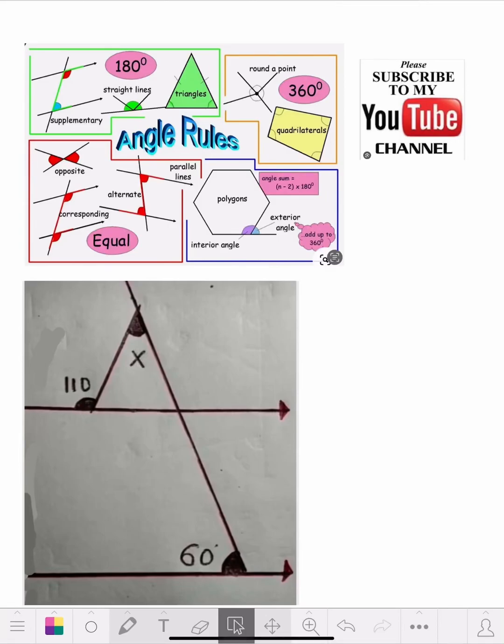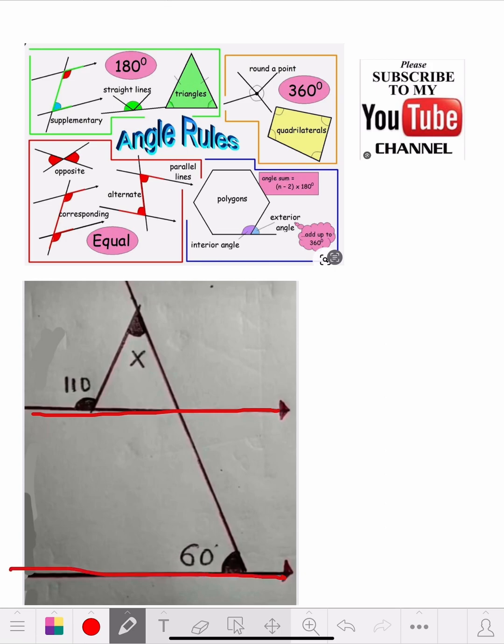The problem I found online today has a couple of triangles in it. They gave us a couple of angles: 110, 60, and an X. They tell us that these two lines are parallel. This is parallel to this. So we've got quite a bit to work on.